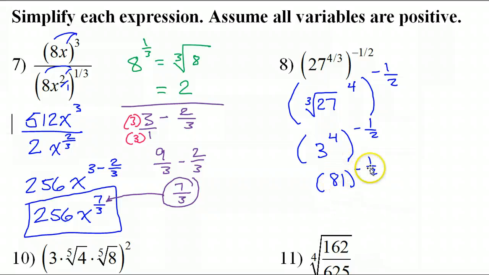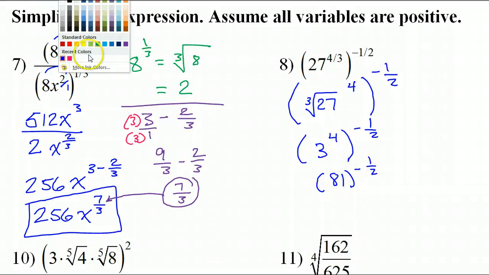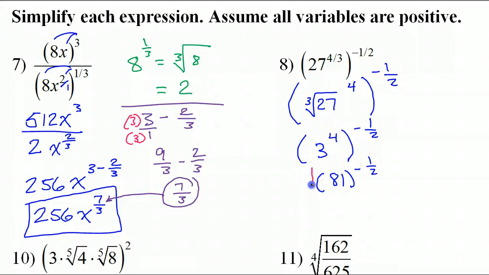So I have 81 to the negative 1/2 power. Okay, this is not going to be negative 9 or anything like that. That's a common mistake. Remember, like you've seen so many times before, a negative exponent means you are on the wrong side of the line. So I need to take this and drop it low.